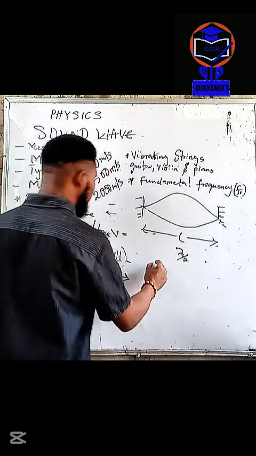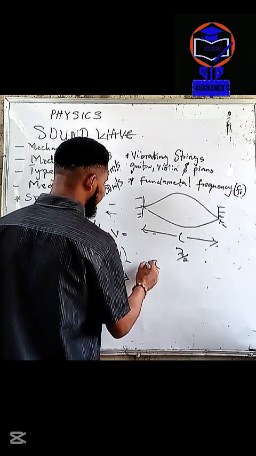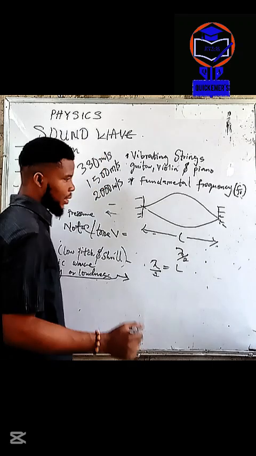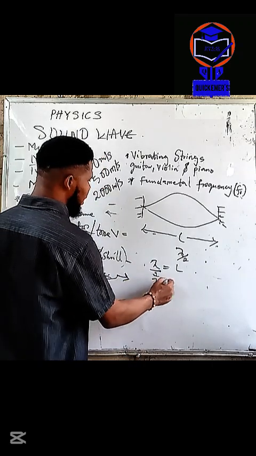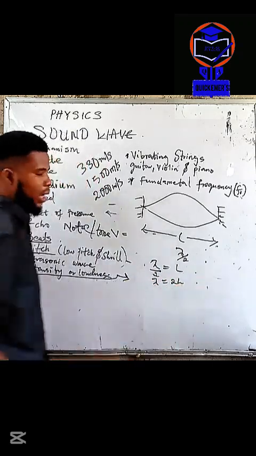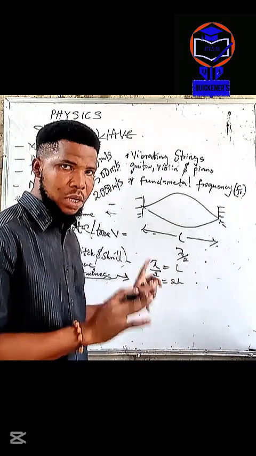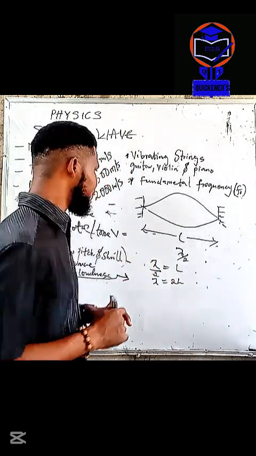So we say half wavelength is equal to the length L. And when you cross multiply, one wavelength is equal to what? 2L. Can you see that? Now, meanwhile, there's a formula to determine this, and I need to discuss that formula.